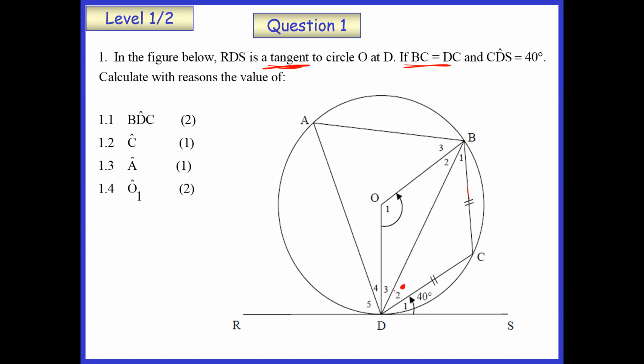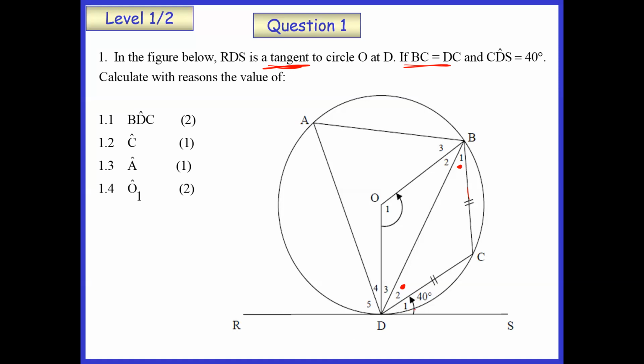If I'm working this question out, I like to use a backward philosophy. If I'm trying to find D2, my first question I ask myself is, what is D2 actually equal to? Anybody know? B1. What's your reason there, young man? Angles opposite equal sides. Now, what is B1 equal to? 40, sir. Why? D1.